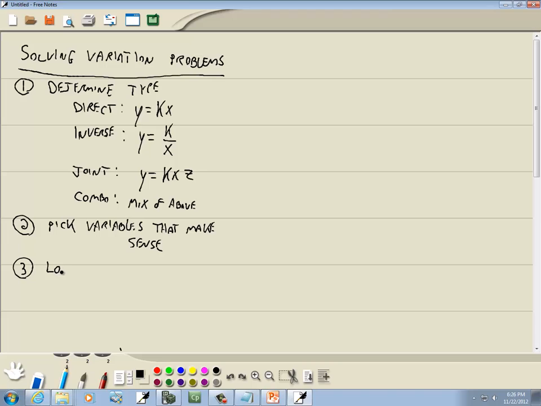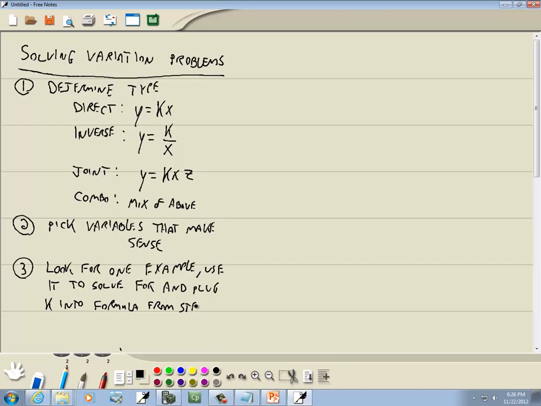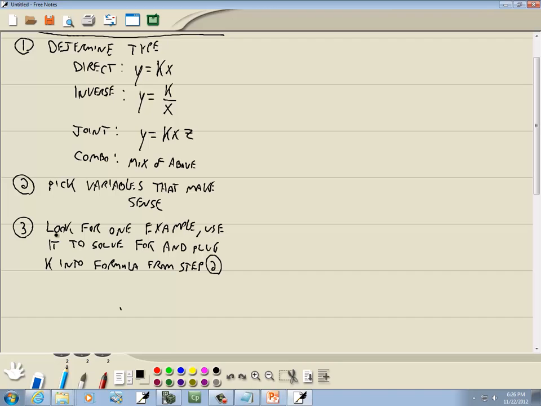Step 3. Look for the one example. Use it to solve for K. And plug K into your formula from step 2. Then step 4, find what they really want.